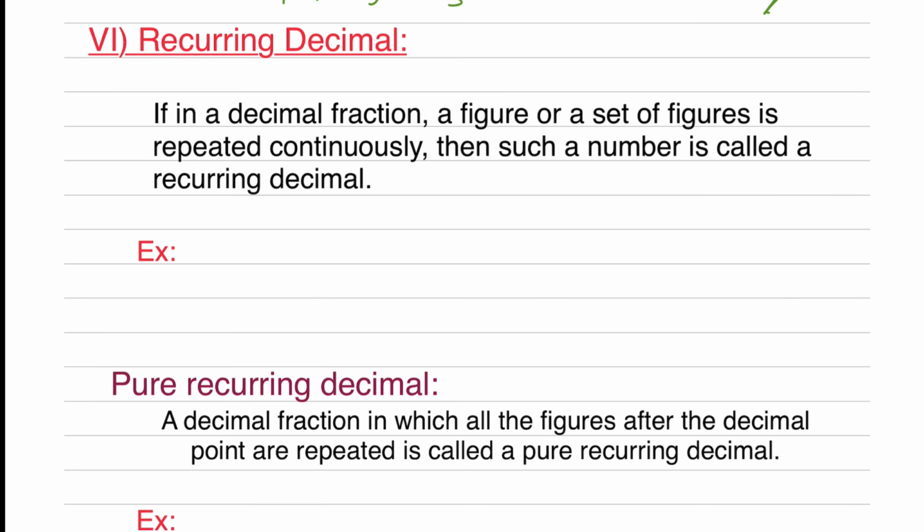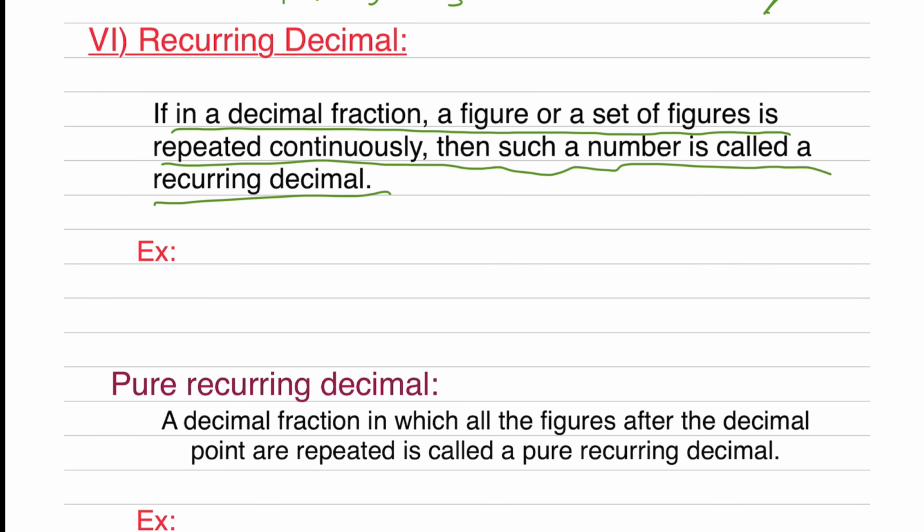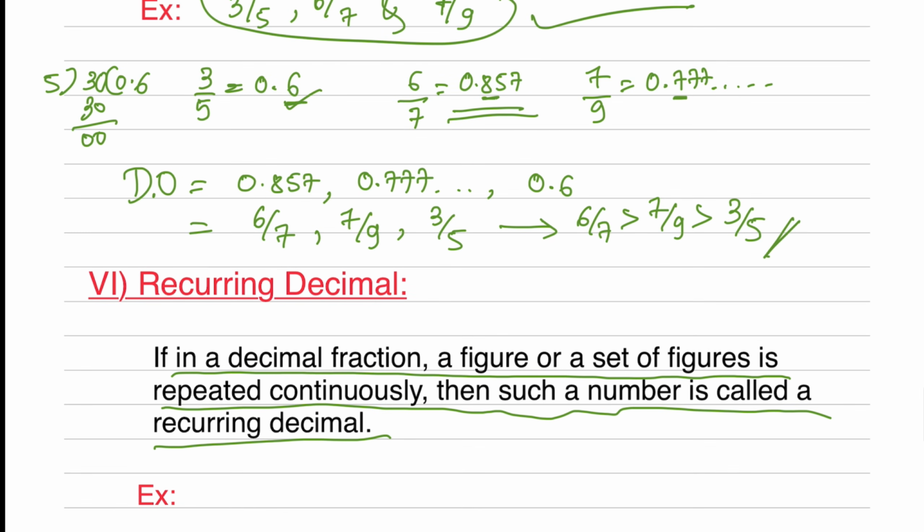See, what is recurring decimal? Means if in a decimal fraction a figure or a set of figures is repeated continuously, then such a number is called a recurring decimal. See in the above example, this one, 7 by 9 equal to 0.777. Here 7 is repeating so many times. This is a recurring decimal.